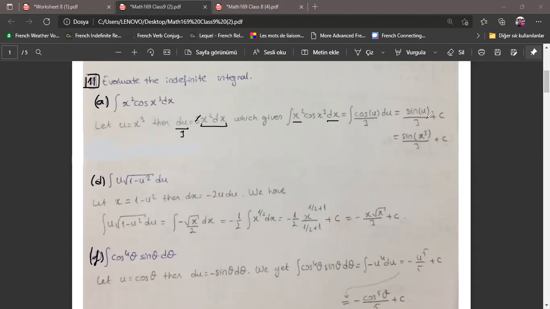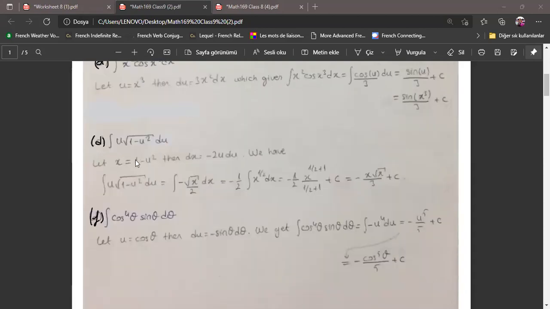It gives sin u over 3 plus some constant. And as I said before, we need to write the result in terms of x. So just instead of u, write x cubed. So we have this, right? And for this one, we just plug x equals 1 minus u squared.